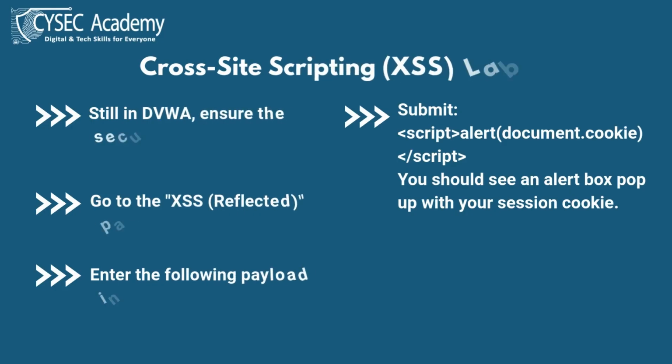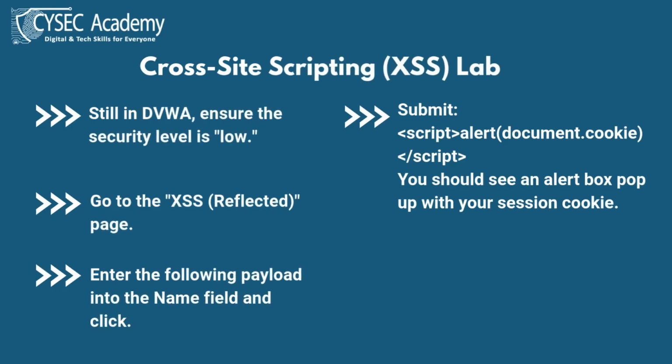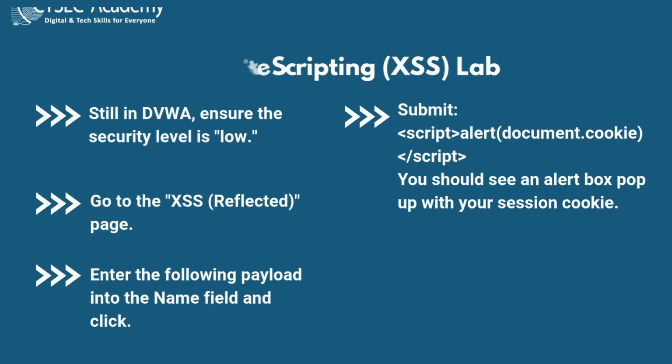Cross-site scripting, XSS, lab. Goal: execute a simple XSS payload on DVWA to steal a session cookie. Steps to follow are: 1. Still in DVWA, ensure the security level is low. 2. Go to the XSS reflected page. 3. Enter the following payload into the name field and click submit: <script>alert(document.cookie)</script>. You should see an alert box pop up with your session cookie.